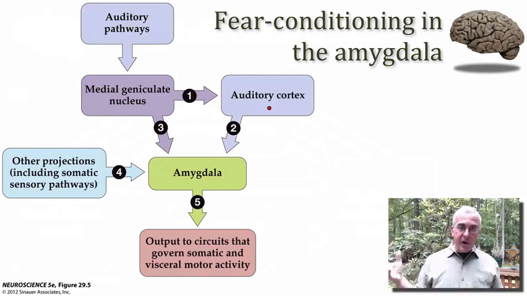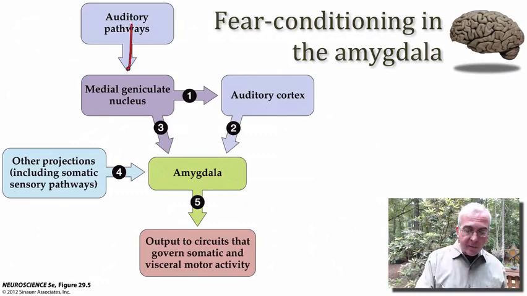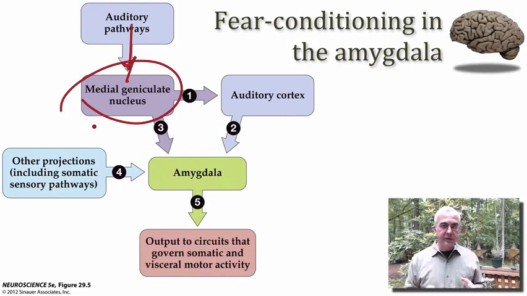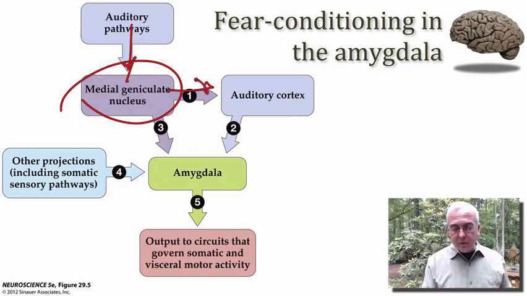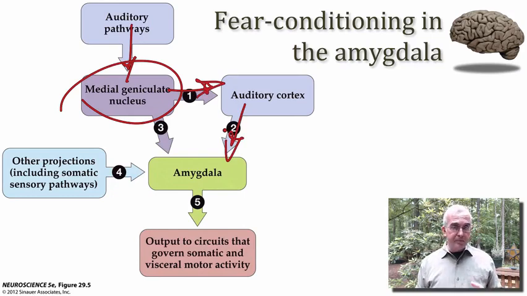Now, that auditory stimulus is going to be processed, of course, by our auditory pathways, which lead into the auditory thalamus, the medial geniculate nucleus. The medial geniculate nucleus then projects to the auditory cortex, which relays signals into the amygdala. Now, interestingly, this medial geniculate nucleus also has direct access to the amygdala.